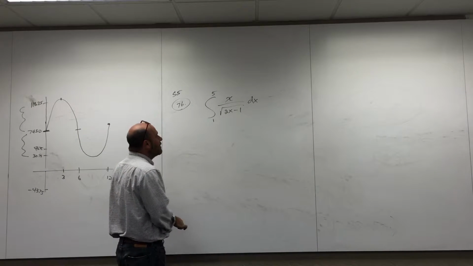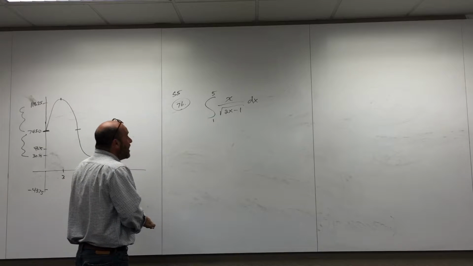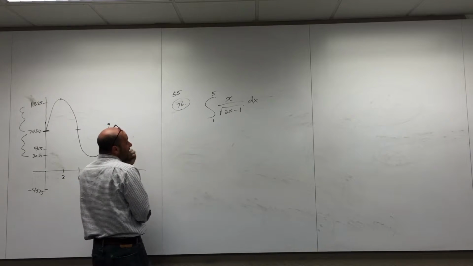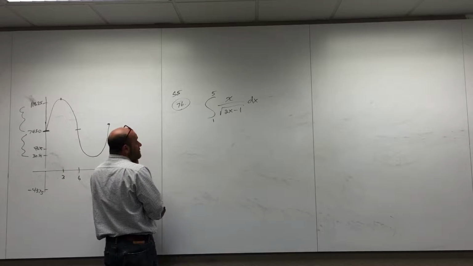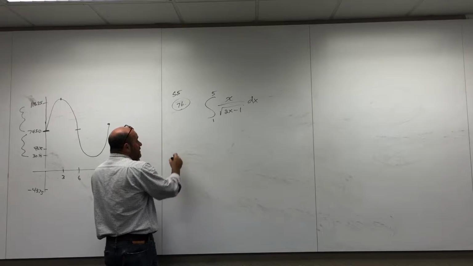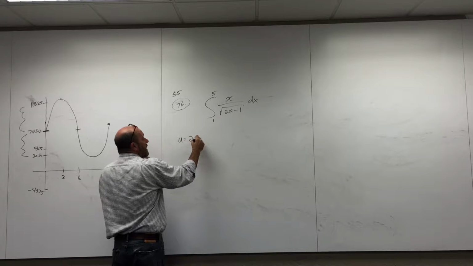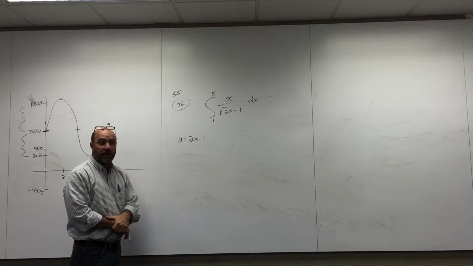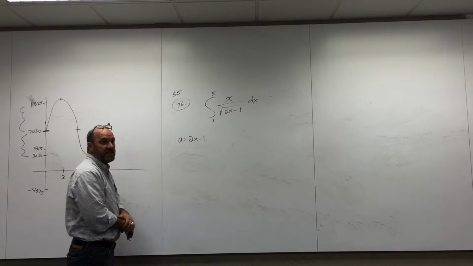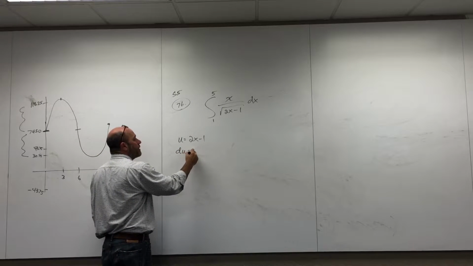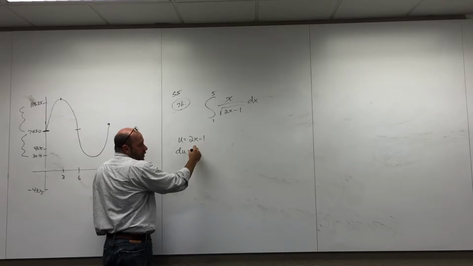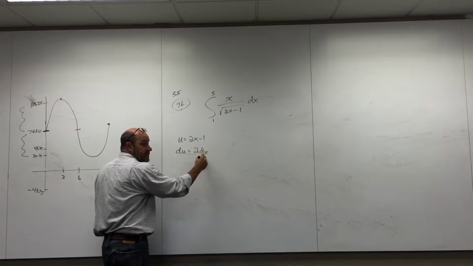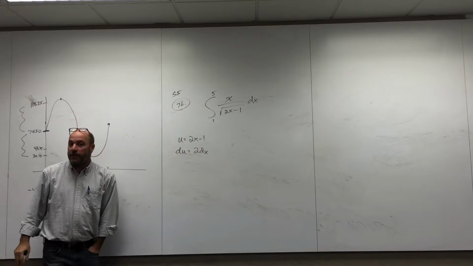All right, what do you think, dude? This is a good problem. Any ideas? The u-substitution should be 2x subtract 1. I think so. He wants to let u equal 2x minus 1. That's a good place to start, sure. So what's du? You could just say 2, but it's actually 2 dx. That's how you do it.